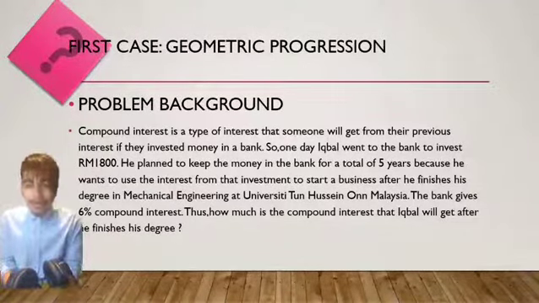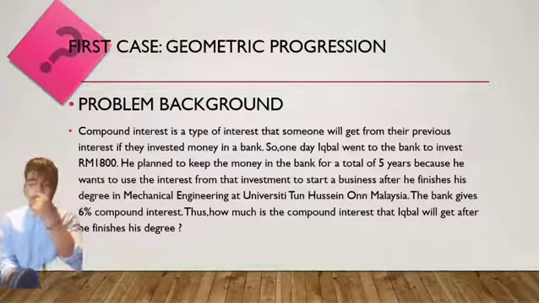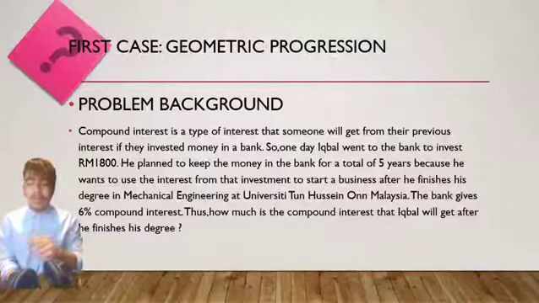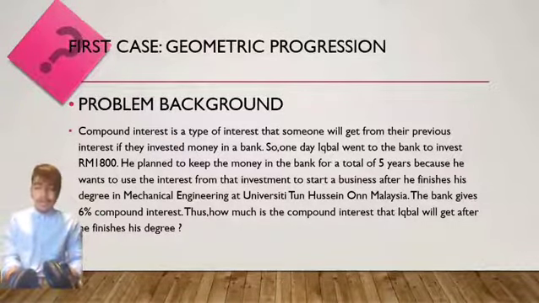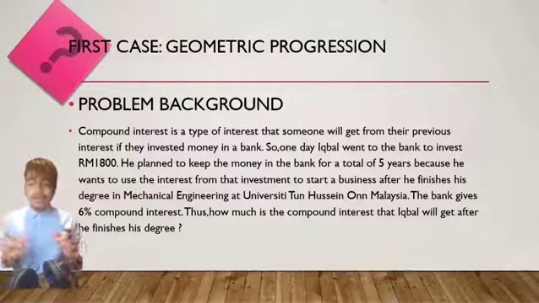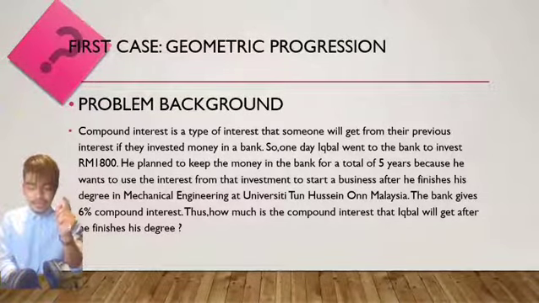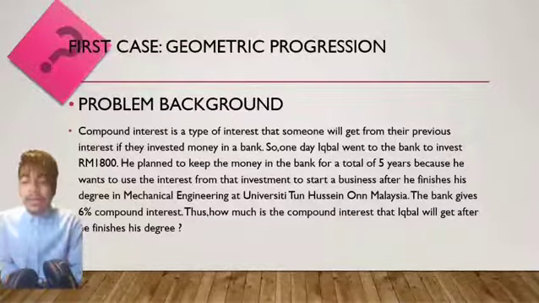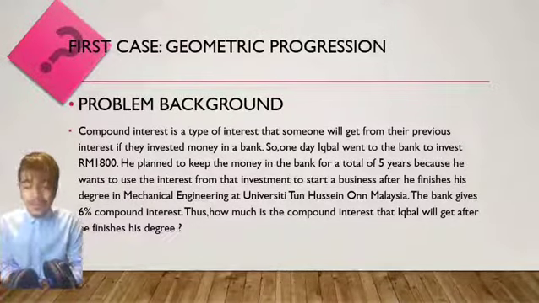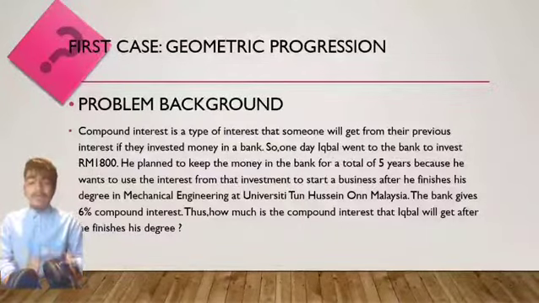Now I will be presenting about the geometric progression problem background and its solution. For the problem background, compound interest is a type of interest that someone will get from their previous interest if they invested money in a bank. So one day, Iqbal went to the bank to invest 1,800. He planned to keep the money in the bank for a total of 5 years because he wants to use the interest from the investment to start a business after he finishes his degree in mechanical engineering at University Tun Hussein Malaysia. The bank gives 6% compound interest. Thus, how much is the compound interest that Iqbal will get after he finishes his degree?